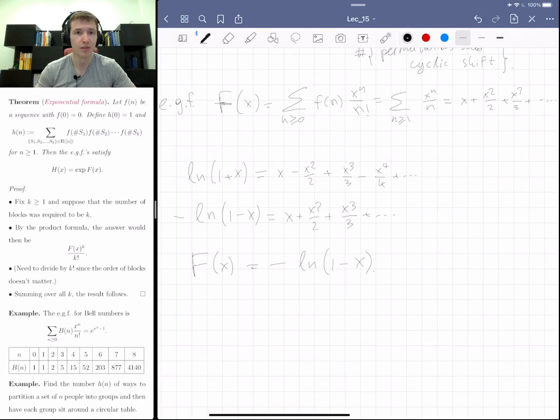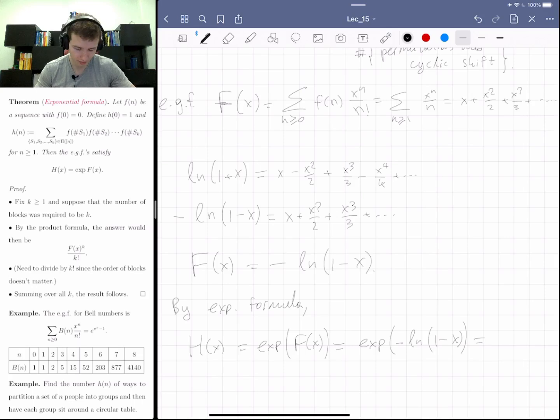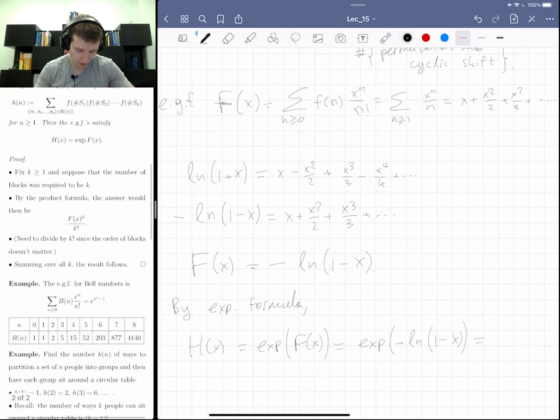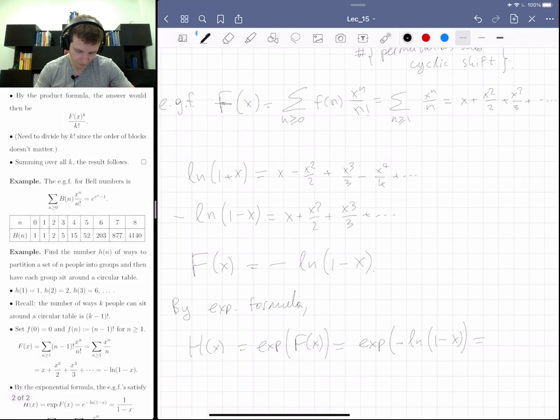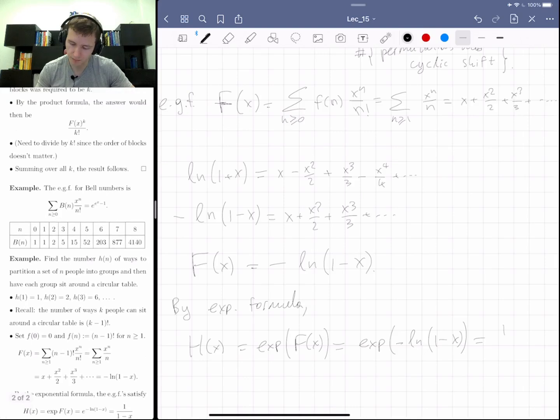And now I'm about to apply the exponential formula. H of x is the exponential of f of x, which is the exponential of negative natural logarithm of 1 minus x, which is what? Oh yeah, I should have given you an example. Okay, anyways, it's just 1 over 1 minus x.